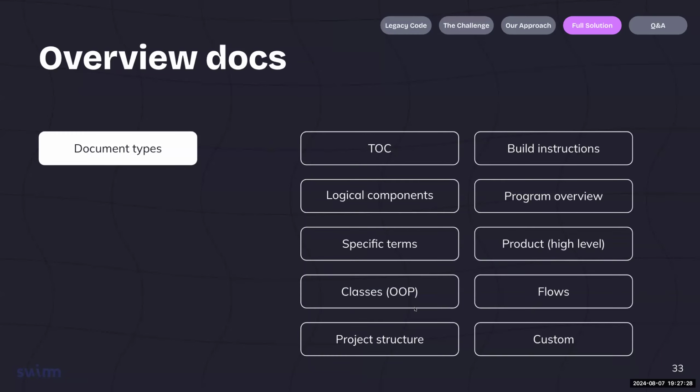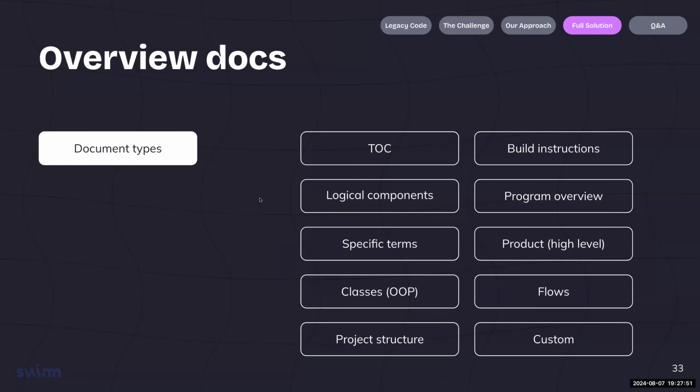If it's an object-oriented language, we can generate class docs. If it's COBOL, we can generate program docs. If it's someone who does not need to understand the code very well, maybe we need to generate some product high-level docs. So we have all these types of docs, and users can choose which type of docs they want to generate for the repository.